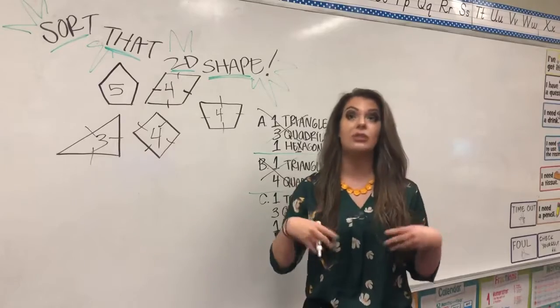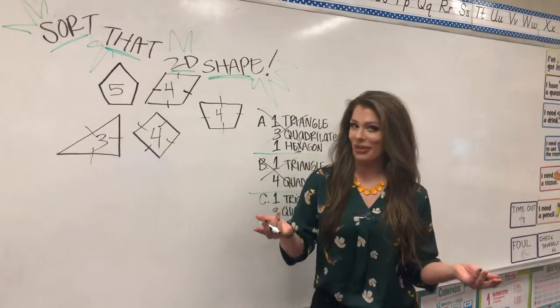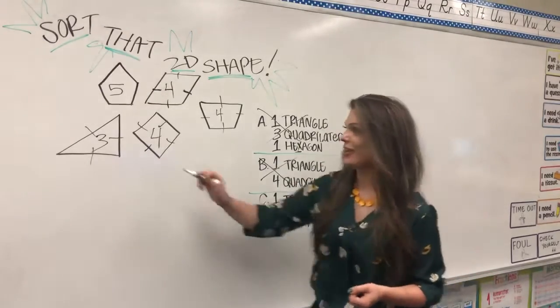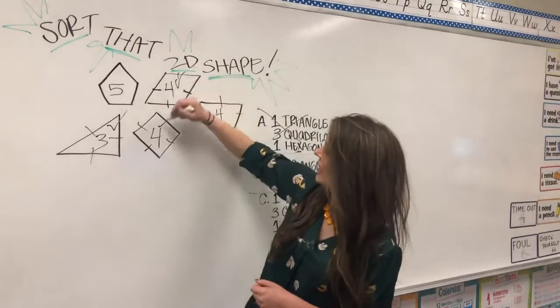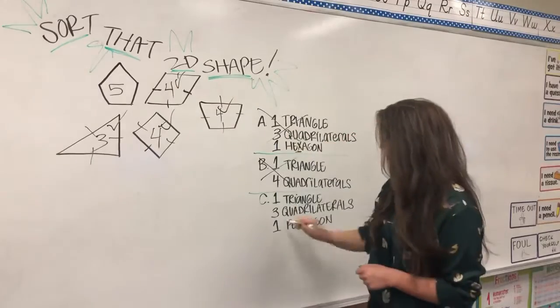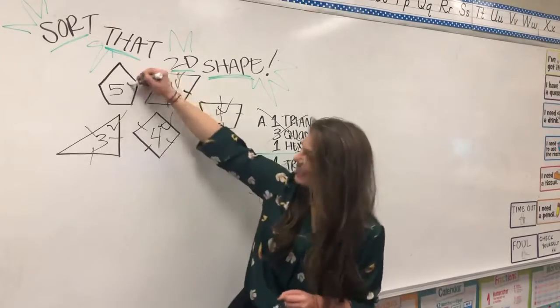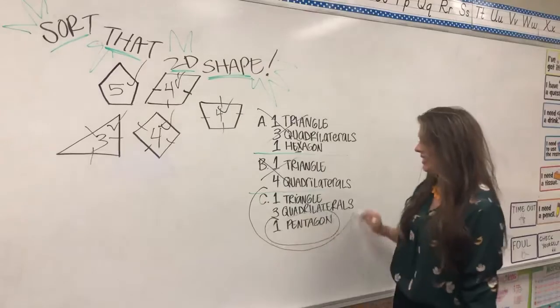We want to always slow down and double check our work, right? 1 triangle, check. 3 quadrilaterals, check, check, and check. And how about our pentagon? Yes! So our answer is C.